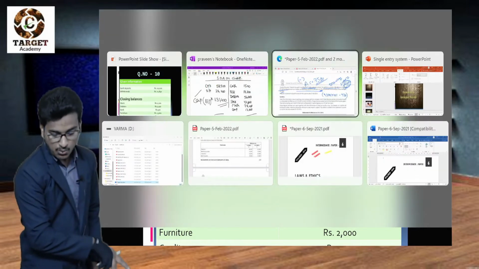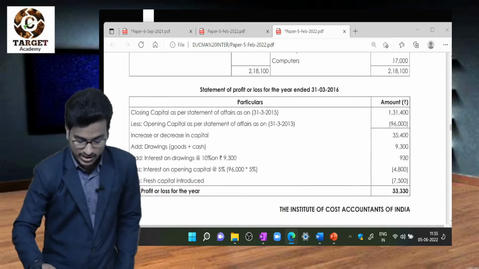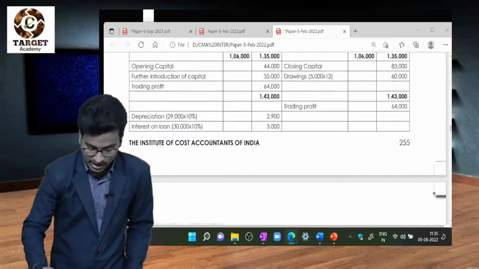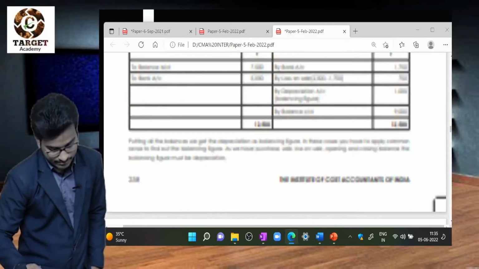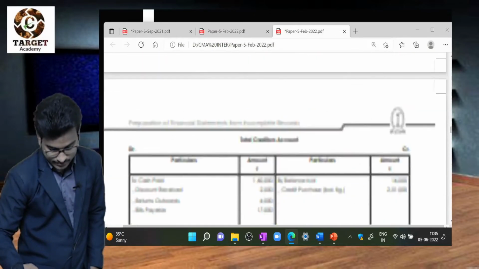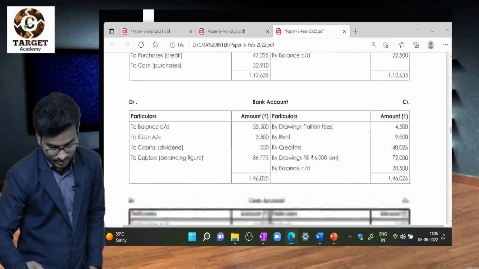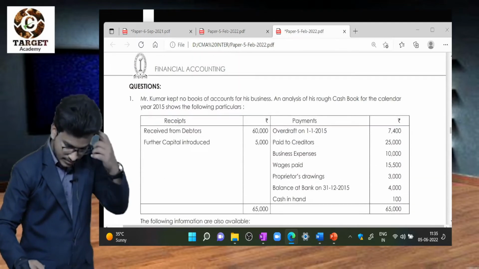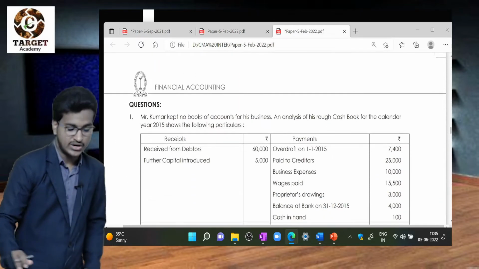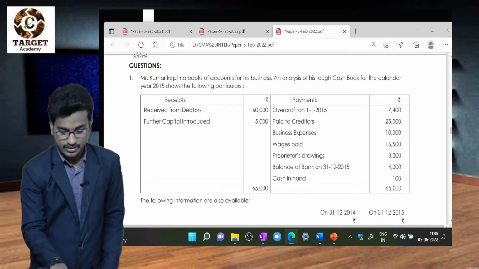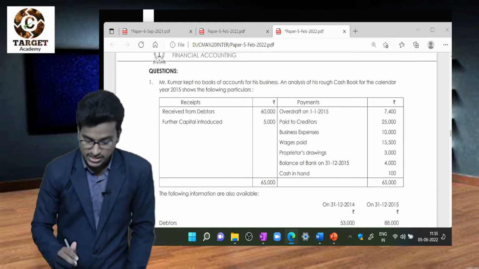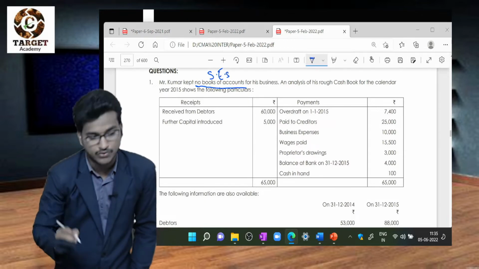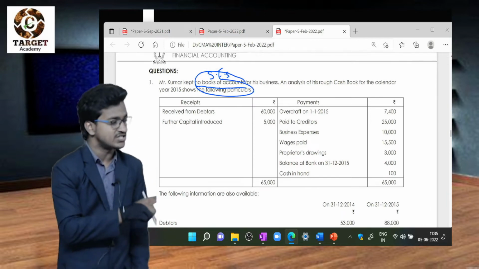Let us discuss question number 8. That means question number 1 in your study material. I will tell you the page number. Just give me a second. Yes, open page number 264 in your board material. See the question. Mr. Kumar kept no books of accounts. That means this is a single entry system problem.